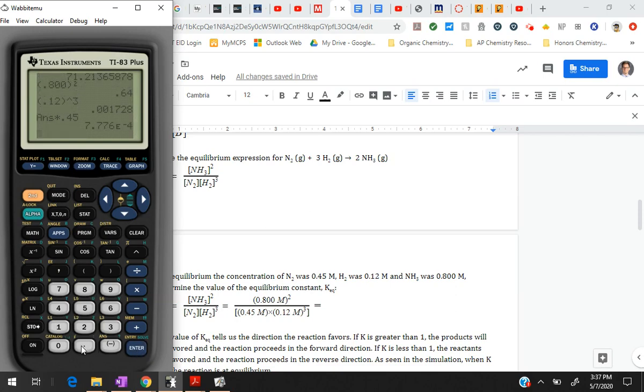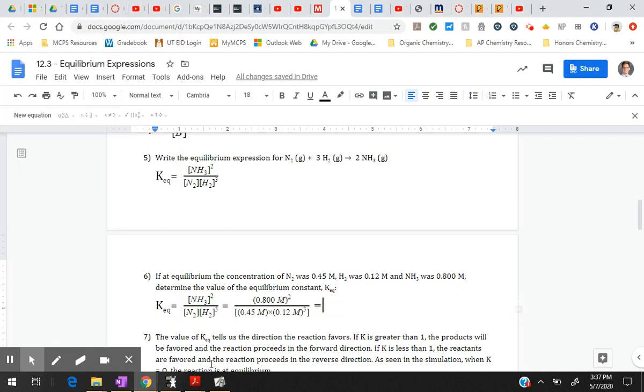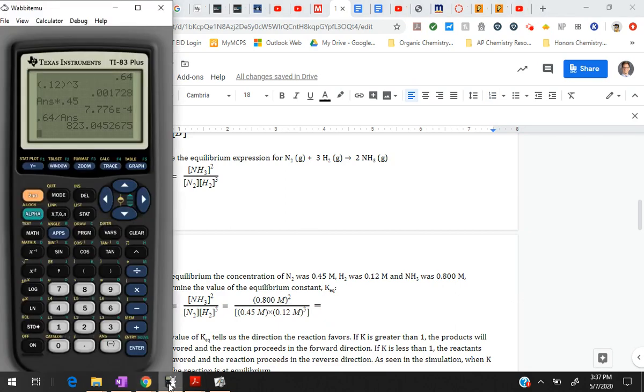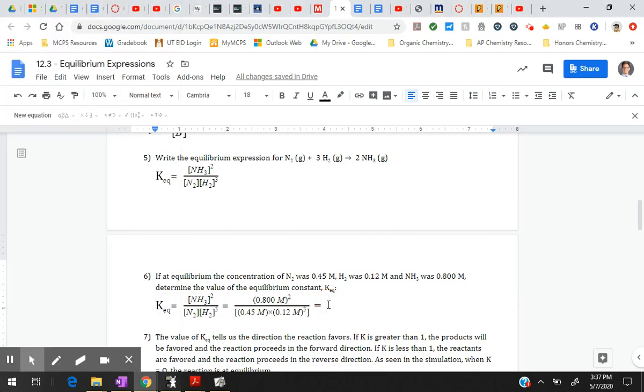So then I do products over reactants. That's my last division part. 0.64 divided by, I'm going to do second answer to include that whole answer there. I end up with a very large number, 823. 823 is my K value. This is referred to as the equilibrium constant for this particular reaction.